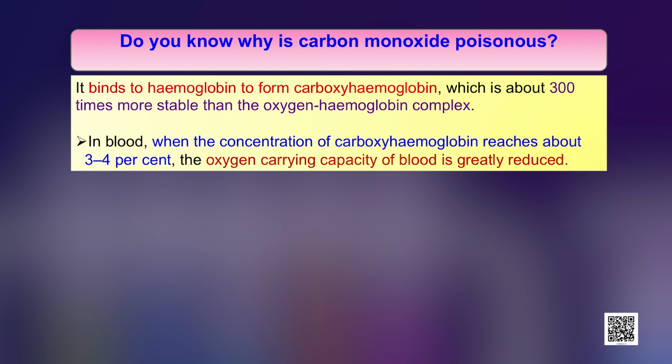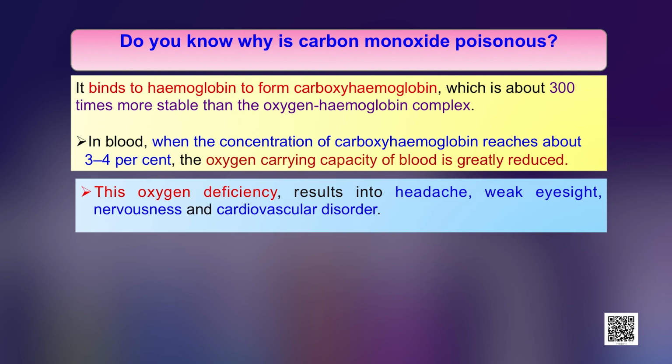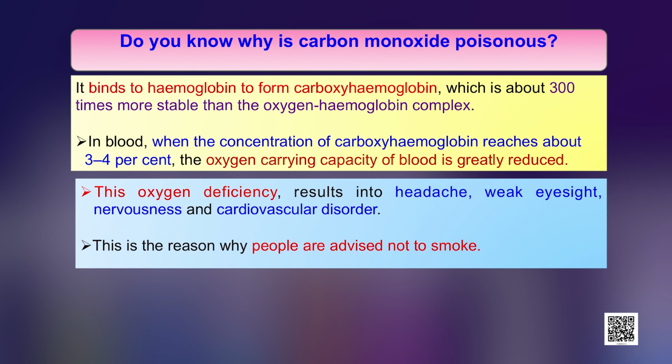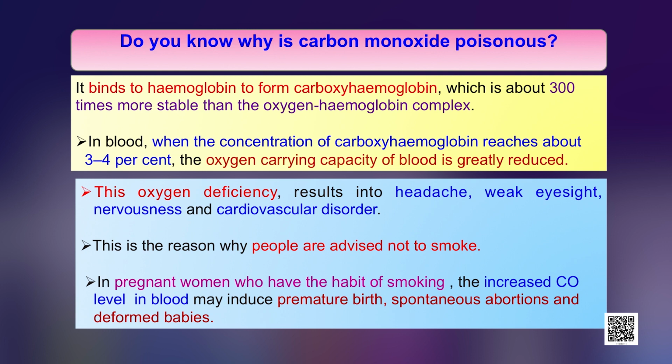In blood, when the concentration of carboxyhemoglobin reaches about 3 to 4%, the oxygen carrying capacity of the blood is greatly reduced. The oxygen deficiency results into the headache, weak eyesight, nervousness and cardiovascular disorder, and that is the reason why people are advised not to smoke. In pregnant women who have the habit of smoking, the increased CO level in the blood may cause premature birth, spontaneous abortions and deformed babies.